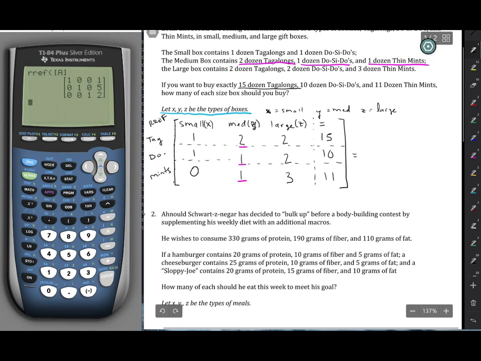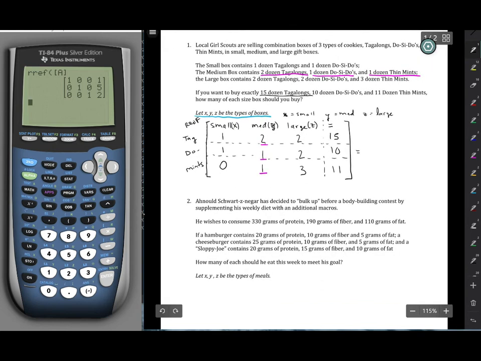And there we go. Essentially, what we have now is the solution. So this 1, 0, 0, 1, remember, that means that 1x is equal to 1. The next row is 1y is equal to 5. And the last row, 1z is equal to 2, which means our solution is 1 small box, 5 medium, so that's y, and 2 large.